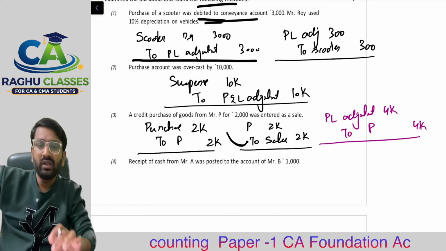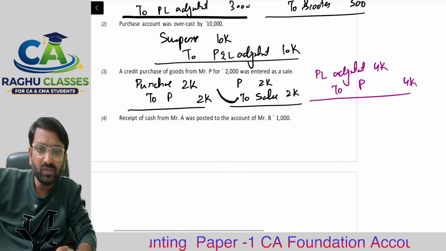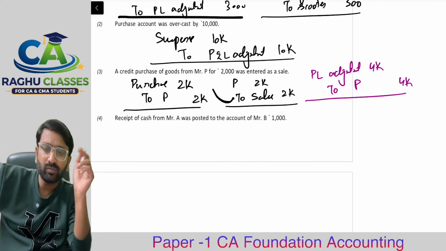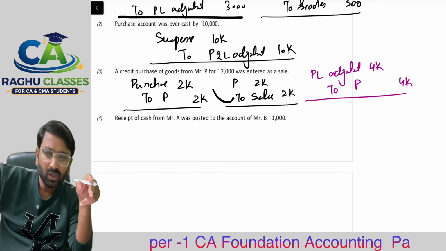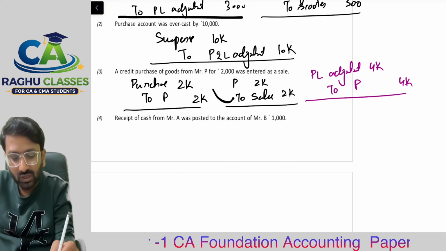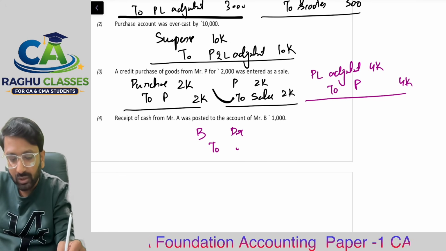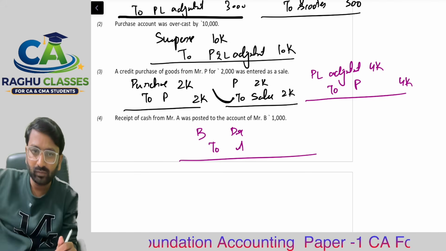Next one. Receipt of cash from Mr. A posted to the account of B. You got cash from A. So the entry should have been cash to A. You have done cash to B. Now the rectification should be B account debit to A account, 1000 rupees.